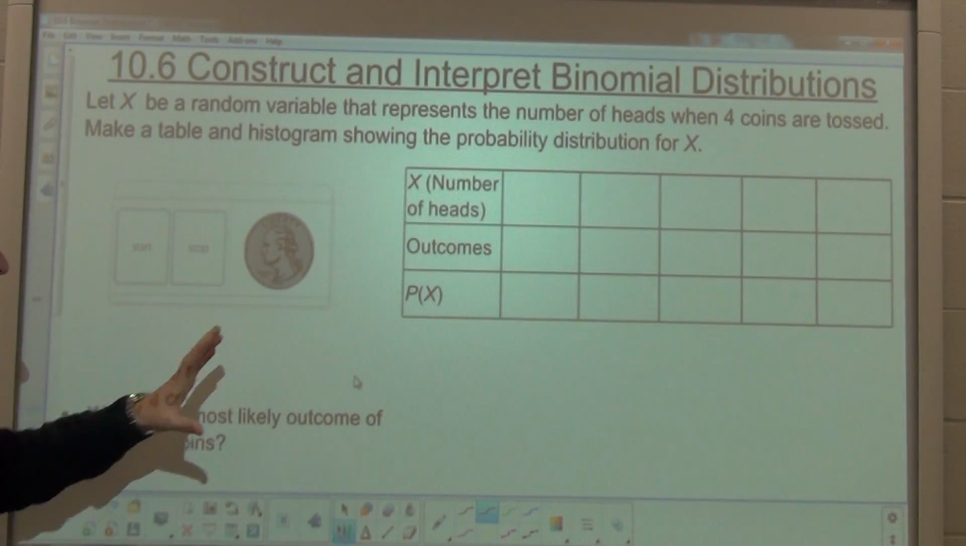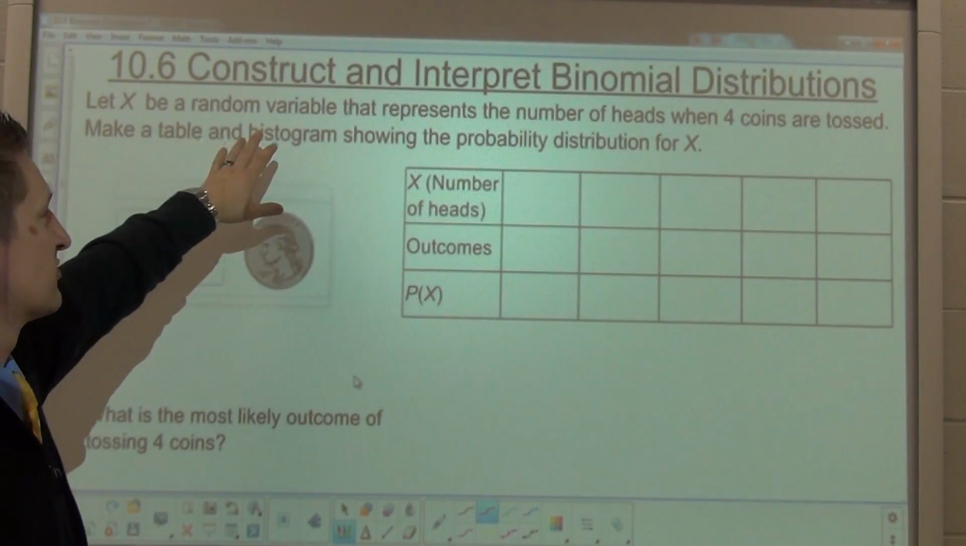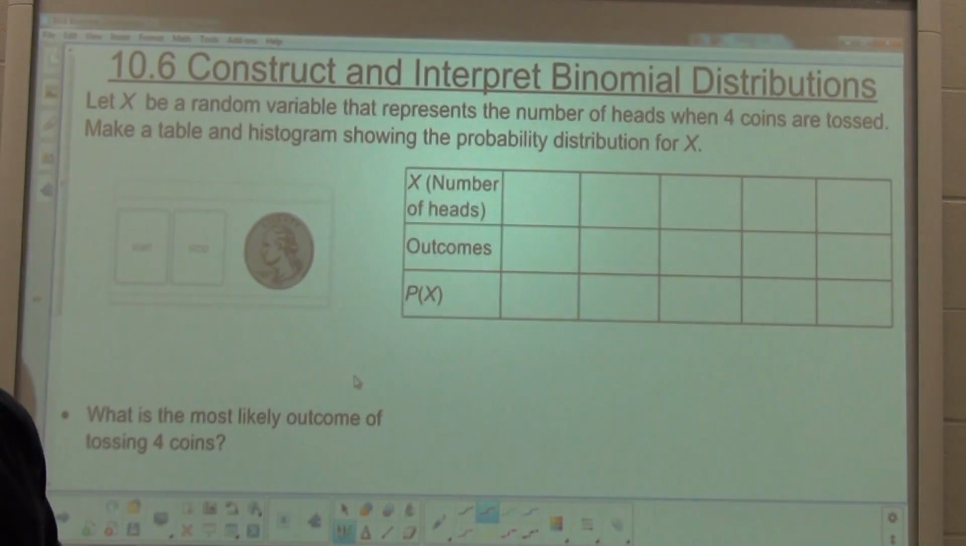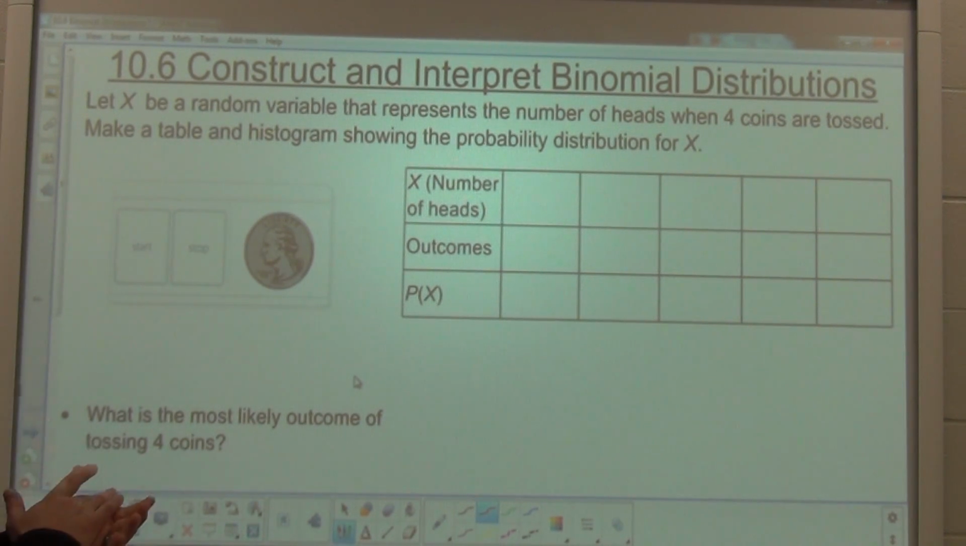Now, we've got a chart that we're going to fill in here. X, capital X, is a random variable that represents the number of heads when those 4 coins are tossed. We're going to make a table and a histogram showing the probability distribution for X.